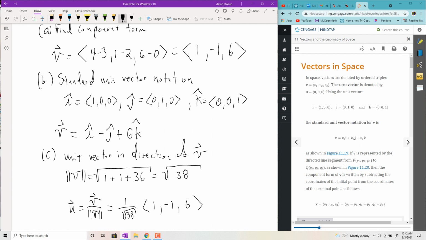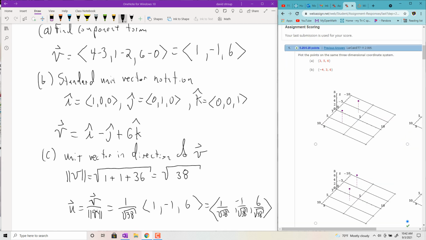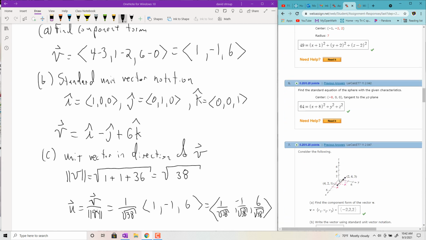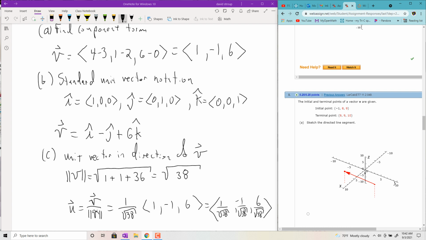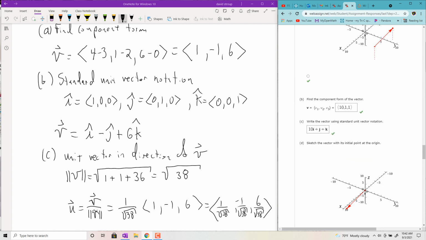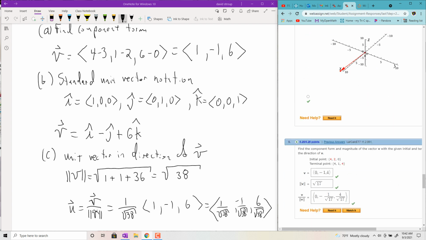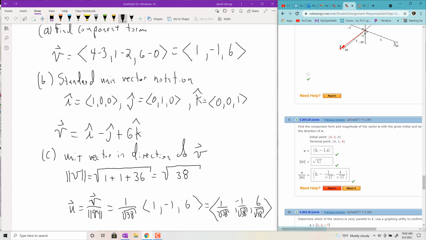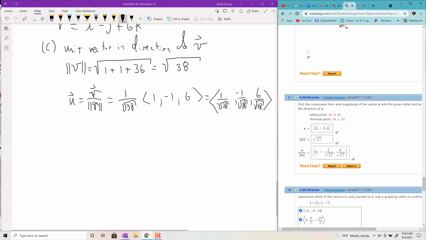And if you'd rather, you can distribute that into the vector, so you get 1 over root 38, comma, -1 over root 38, comma, 6 over root 38. And again, I don't care if you rationalize. I don't remember if the homework requires you to rationalize. Let's see if there was one in here. Nope. See, I didn't have to rationalize, so no big deal.